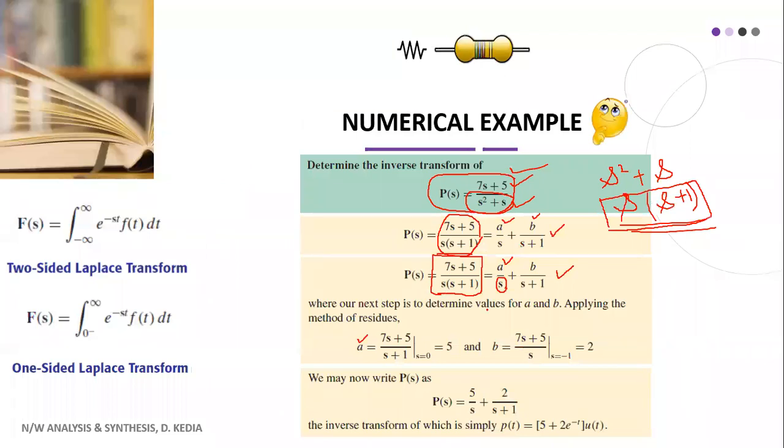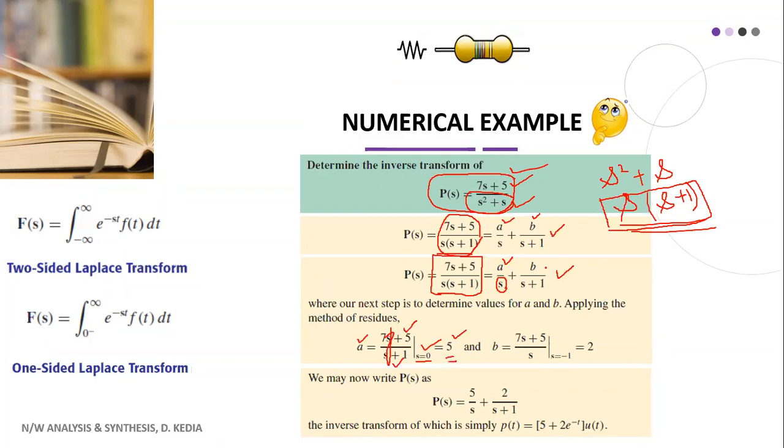A is the constant for s, so we have to multiply this expression with s. If you multiply with s, s and s will be cancelled. You will be left with (7s + 5) divided by (s + 1). And you have to substitute the value of this root. The value of this root is s equal to 0. If you put 0, this is 0, this is 0, you will be left with 5 by 1, that is 5. The value of A is 5.